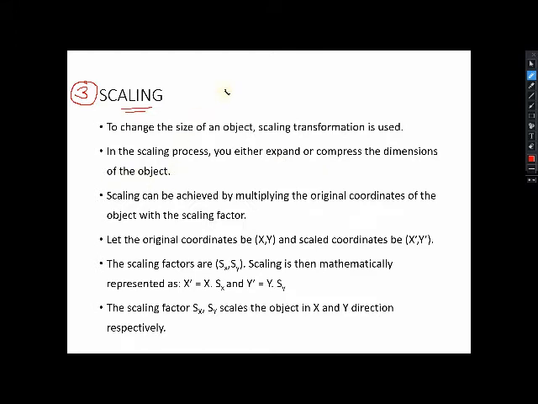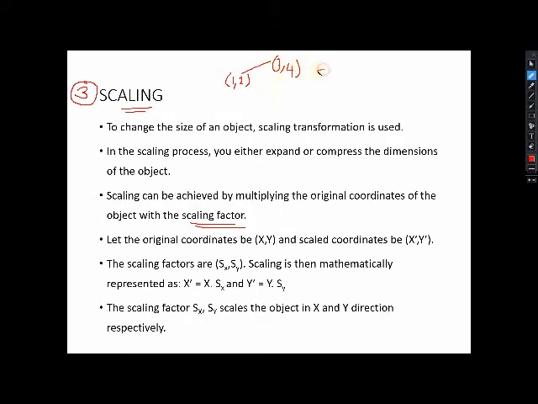Scaling up means enlarging, and scaling down means you are decreasing the dimensions. So scaling is done by multiplying the original coordinates with the scaling factor. For example, you have a point denoted by 1 2, you can scale this object. For example, suppose we have a line 3 4 1 2, x1 y1 is 1 2, x2 y2 is 3 4.